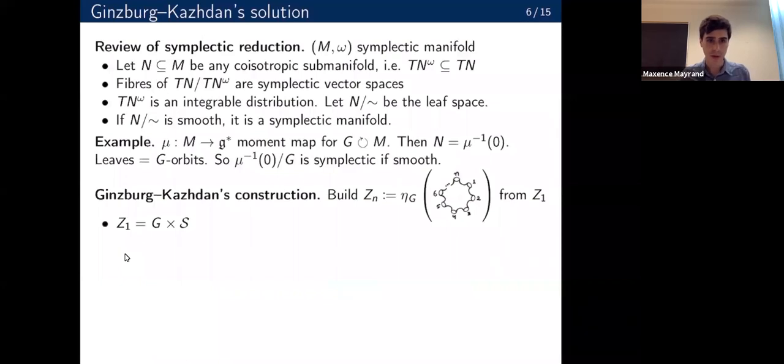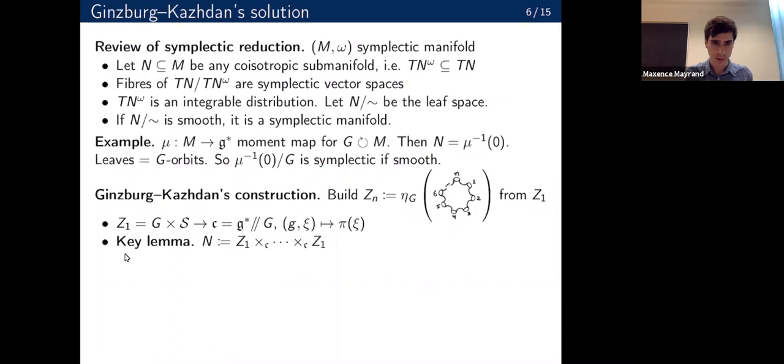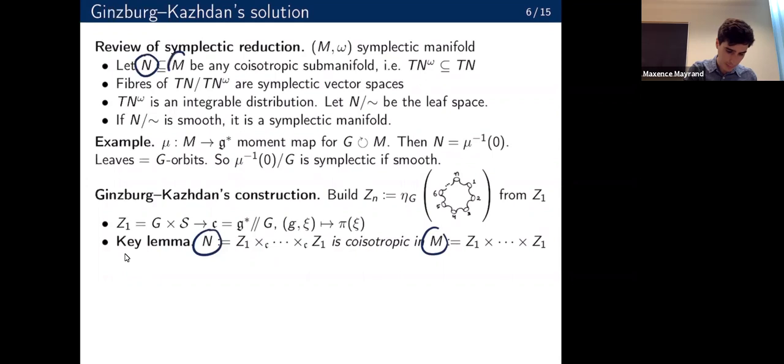So from the statement of the conjecture, Z1 is G times the Slodowy slice. And it comes with a canonical map onto the GIT quotient of G star by G, which is just an affine space of dimension the rank of G. And this map is just taking the Lie algebra component and mapping it into the GIT quotient. So that's a fibration. And the key lemma is that if you take the fiber product of n copies of Z1 over this map, call it N, then it's a coisotropic submanifold of the n-fold product of Z1. So Z1 is a symplectic manifold, and hence so is M. And so I've used the same notation as above here, and it's a coisotropic submanifold of the symplectic manifold M.